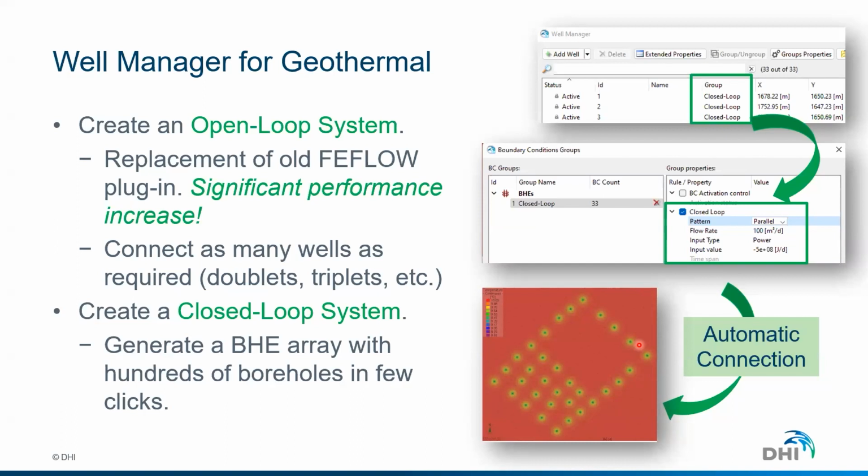From our different tests, we realized that there is a significant improvement in performance between the plugin and the new implementation directly in FEFLOW. And how it works: you group the wells in doublets or triplets, depending on what you want to model, and then you apply the open loop rule. You define the temperature difference between the injection and production wells, and the FEFLOW graphical interface will take care of the rest.